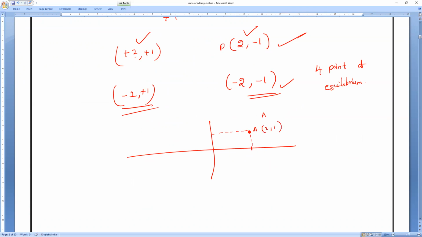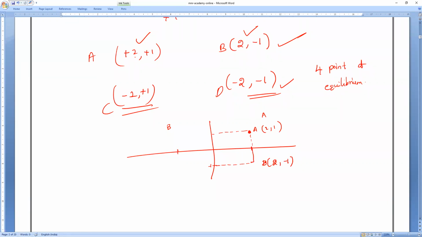Same for point B. This is A and B and C and D. B point is 2, -1. So 2 on the x-axis and -1 on the y-axis. Means the B point will come here. Am I right or wrong? Sorry, 2 and -1 here. -1 is here. So 2 and -1 means it will come here. Am I right or wrong, guys? Please respond. 2, -1.